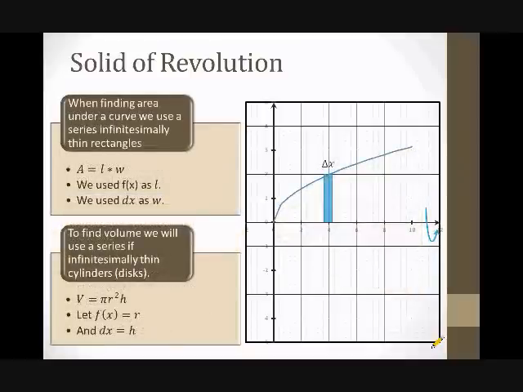The process for finding the volume of the shape is similar to finding the area under this curve. When finding the area, we used a typical rectangle, whose length was equal to f of x and width was equal to delta x. If we rotate this typical rectangle around the axis, we'll form a cylinder whose volume equals pi radius squared times height, where the radius equals f of x and the height equals delta x.